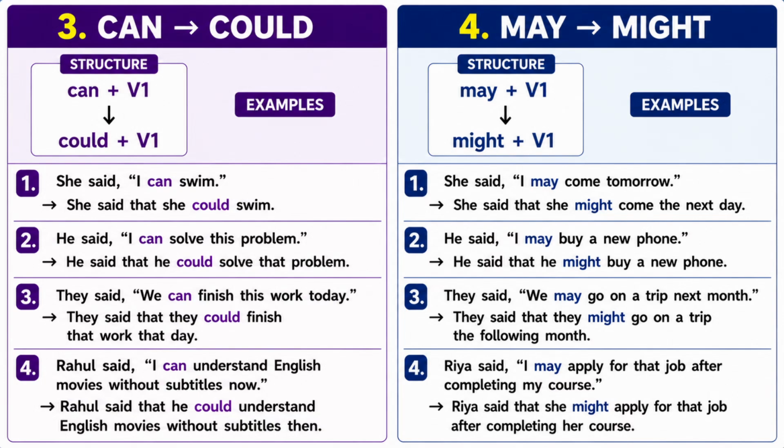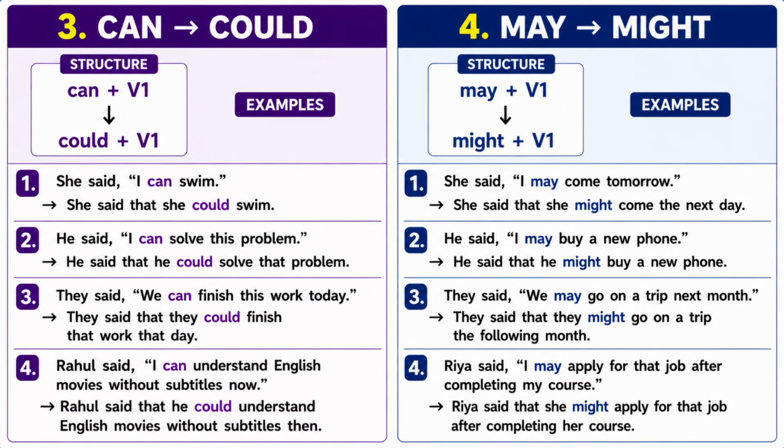Example 2. He said, I can solve this problem. It becomes, he said that he could solve that problem. Example 3. They said, we can finish this work today. It becomes, they said that they could finish that work that day. Example 4. Rahul said, I can understand English movies without subtitles now. It becomes, Rahul said that he could understand English movies without subtitles then.